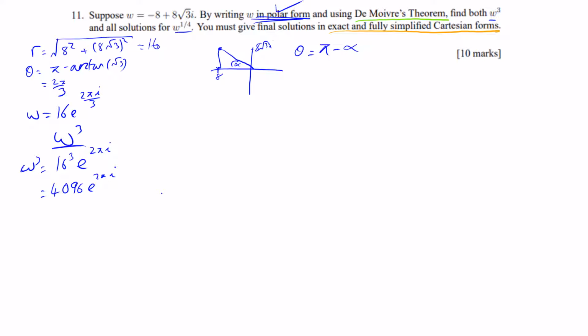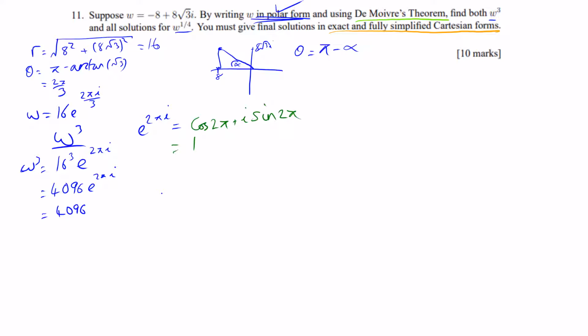So we need to work out what e to the 2 pi i is. e to the 2 pi i is equal to cos of 2 pi plus i sine 2 pi, which, cos of 2 pi is 1, sine of 2 pi is 0, so that means that w cubed is simply 4096 times 1.